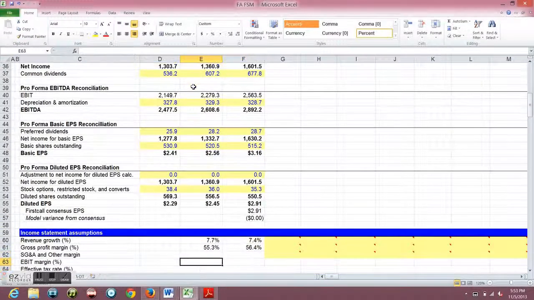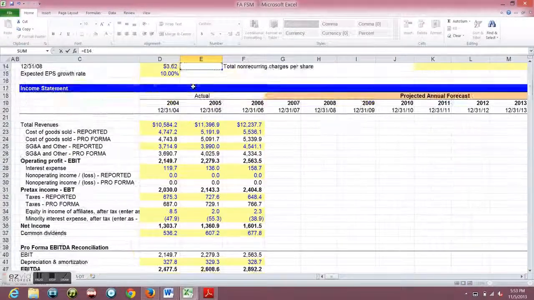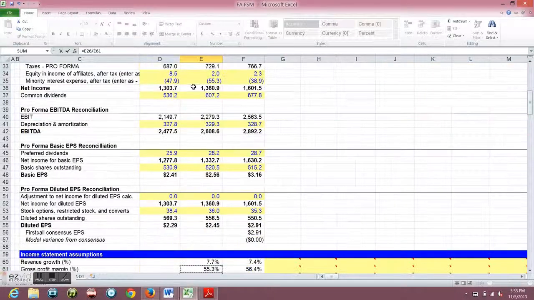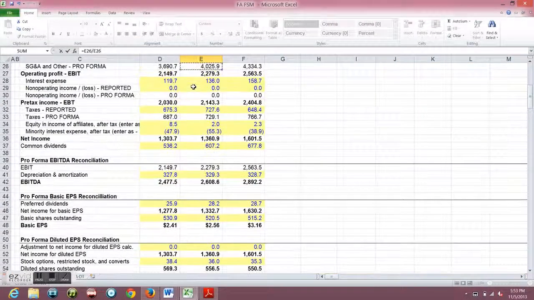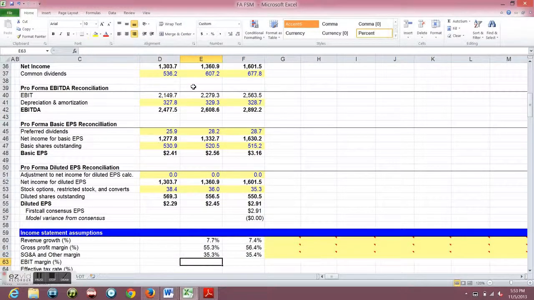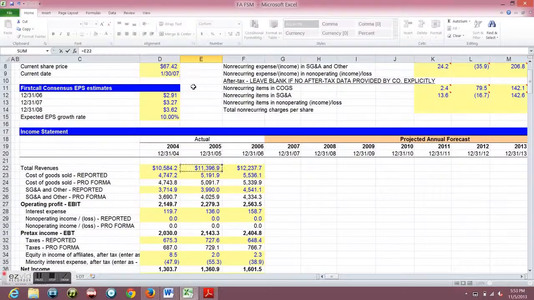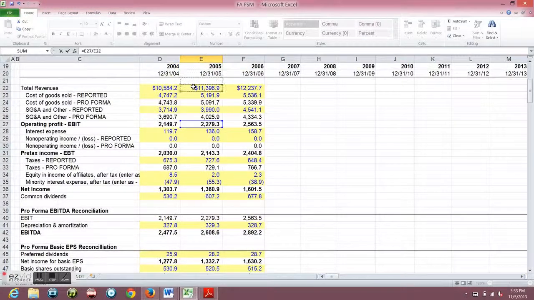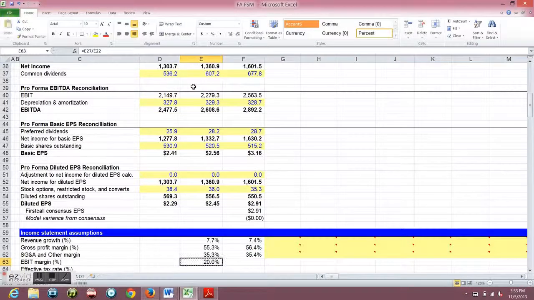Okay. SG&A and other margin. Well, you just take SG&A, right here, and divide that by your total revenues. And that is your SG&A margin. Copy it down. EBIT margin, well, you just take your EBIT and divide that by total revenues. And then you copy that down.